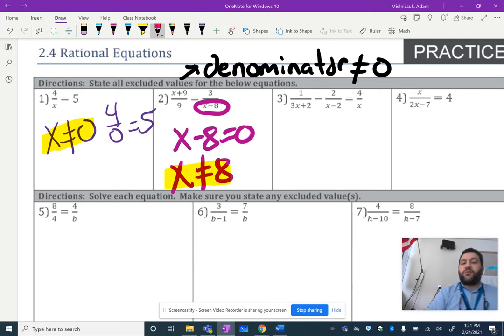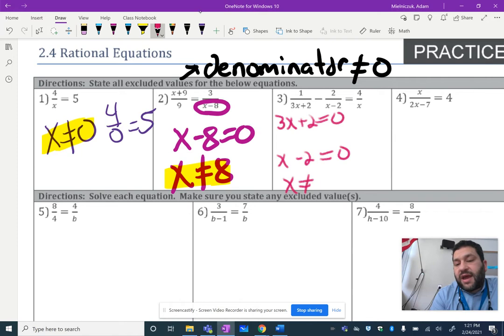For number 3, we have 3 situations where we could get a 0. We want to know, when does 3x plus 2 equal 0? When does x minus 2 equal 0? And then the last one is just x cannot equal 0. And that's talking about this one right here. So 3x plus 2 equals 0. We subtract 2 on both sides. We get 3x equals negative 2, which means for this one that x cannot equal negative 2/3.